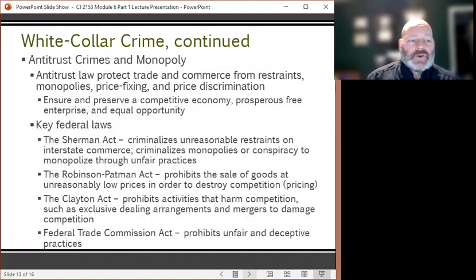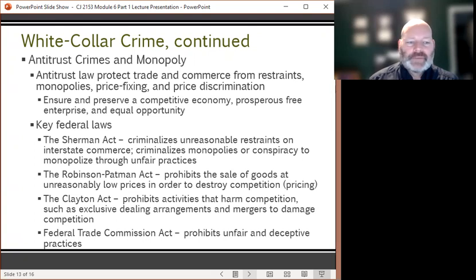Other white-collar crimes include antitrust and monopoly crimes. Antitrust laws protect trade and commerce from restraint, monopolies, price fixing, and price discrimination. These types of statutes ensure and preserve a competitive economy and prosperous free enterprise and equal opportunity. Some key federal laws in the antitrust arena are the Sherman Act, which criminalizes unreasonable restraints on interstate commerce, and criminalizes monopolies or conspiracies to monopolize through any unfair practices.